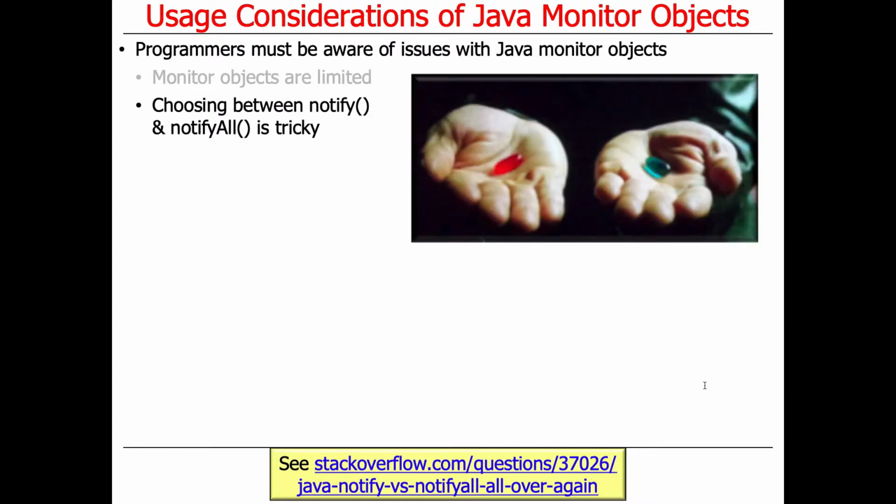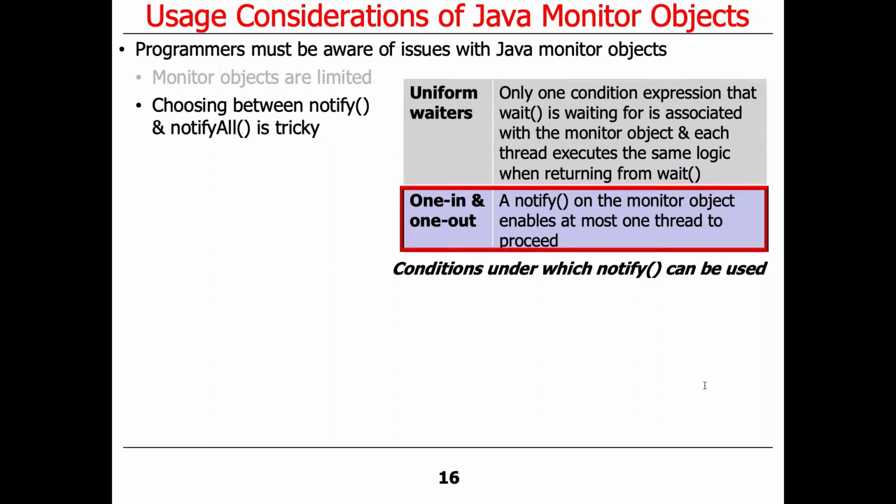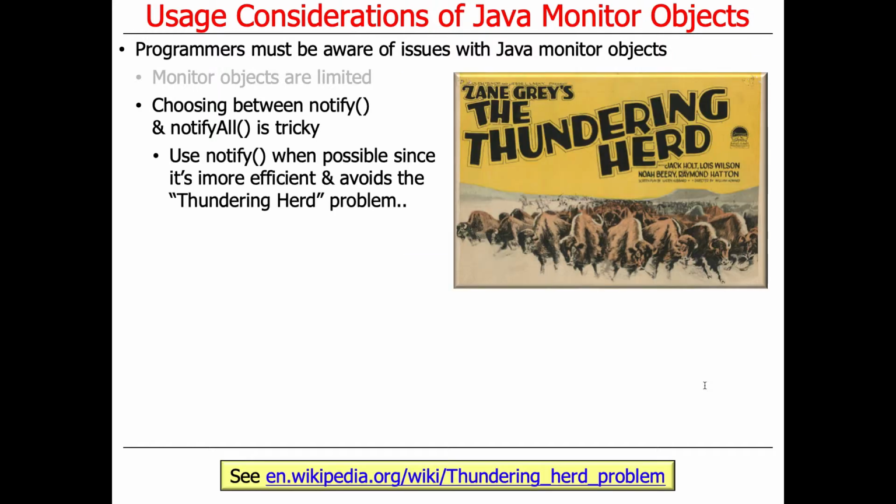There's less contention. Choosing between notify and notifyAll is very tricky, not unlike choosing between signal and signalAll was for condition objects. You can only use notify versus notifyAll if two conditions hold. First is uniform waiters. Everybody who's waiting on the implicit condition object is waiting for exactly the same thing to occur. And one in, one out, which means that you only want one thread to go ahead after it's been notified. The problem is that, because you have to use notifyAll all over the place, having uniform waiters is very hard with condition objects unless you have very simple things you're waiting on.